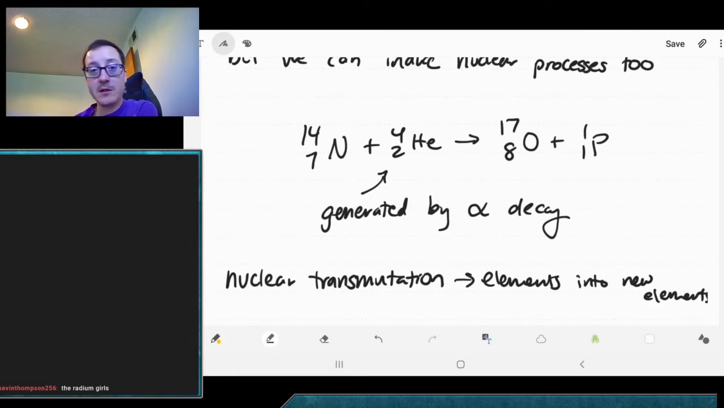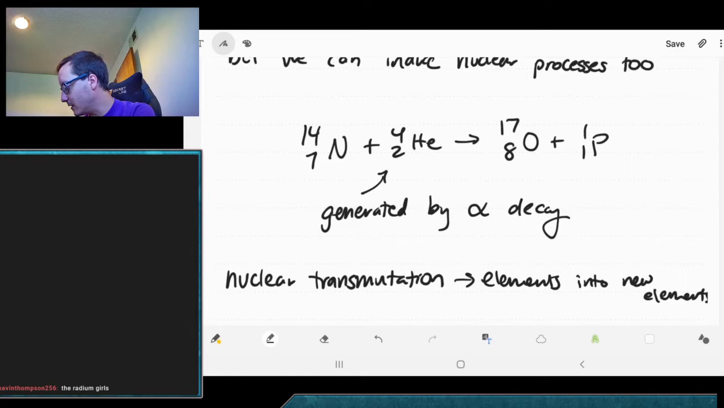So if we wanted to label something with a particular isotope, or we needed a particular isotope for medicinal purposes, specifically for medicinal purposes, this is very useful. You can generate them where you need them using this process of transmutation, and you can then administer them to the patient before they decay.